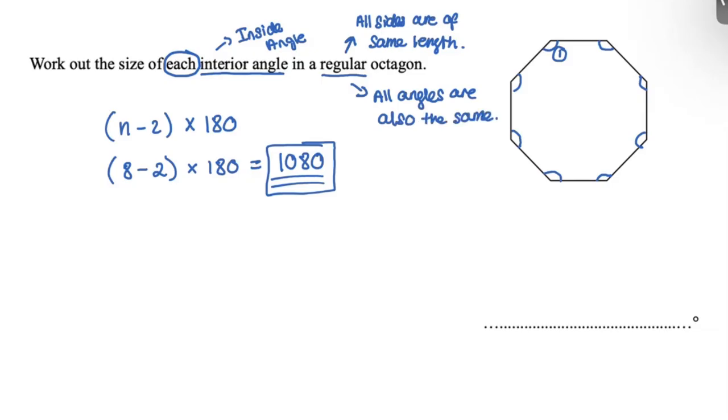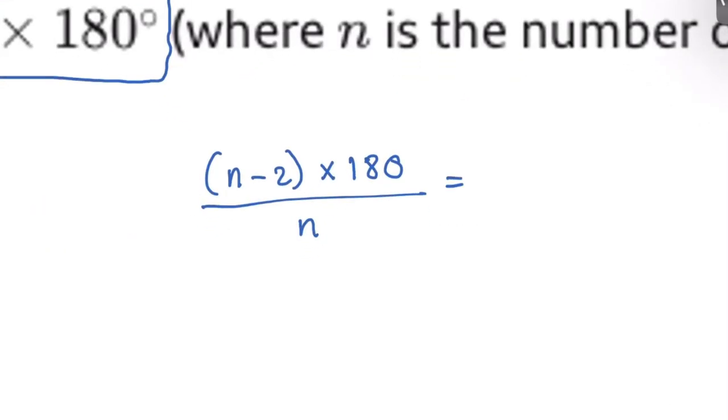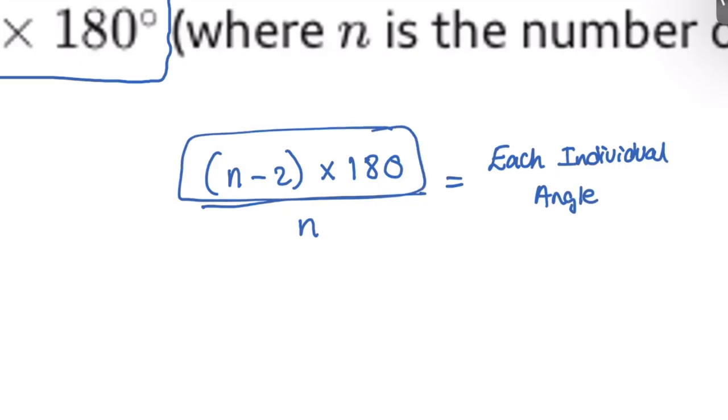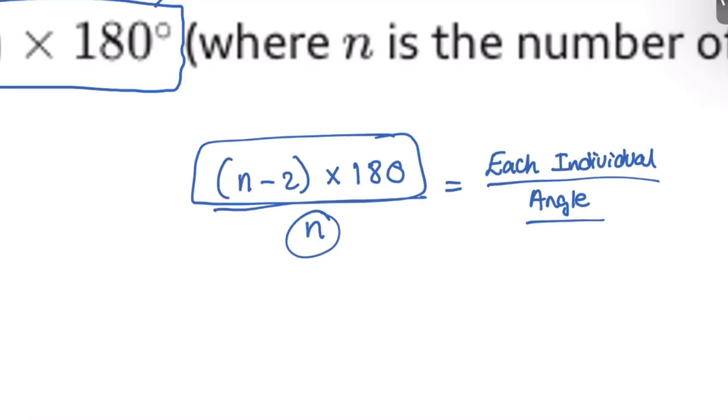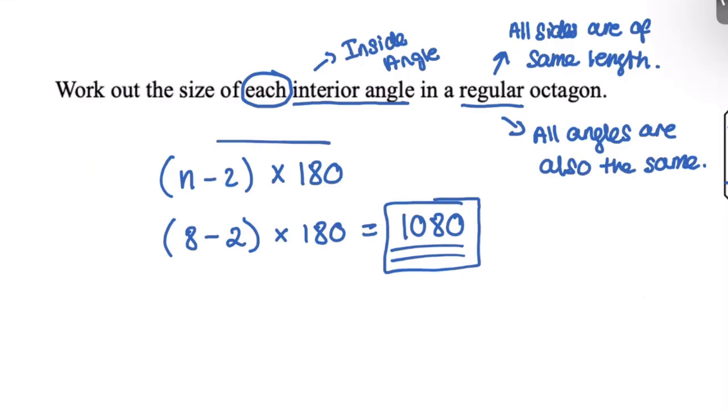We know that all the angles add up to 1080, but we want to know what one angle is equal to. Remember, if we go back to the formula, to work out each individual angle we do n minus 2 multiplied by 180, and then all we do is divide it by the number of sides, and that will tell you what each individual angle is equal to. We've used n minus 2 multiplied by 180, and that's given us 1080, the sum of all the angles.